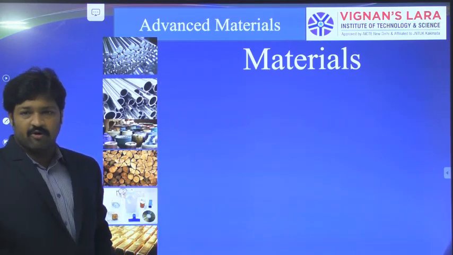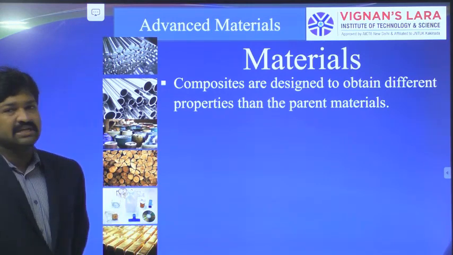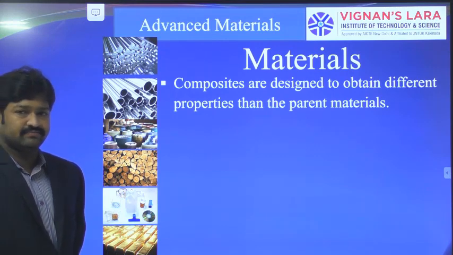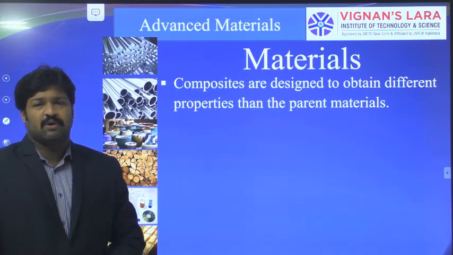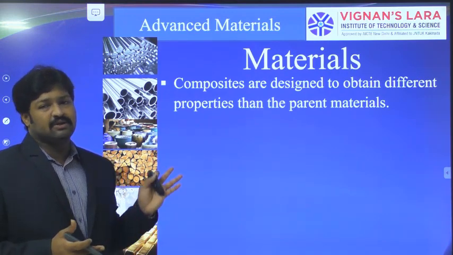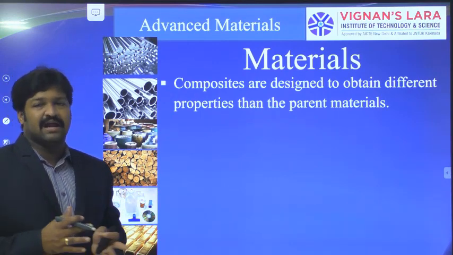So to overcome this, we prepared one more material. Those are called composites. Composites are designed to obtain different properties than the parent materials, that is, the monolithic materials, by combining two materials. As we know, composites consist of reinforcement and matrix.